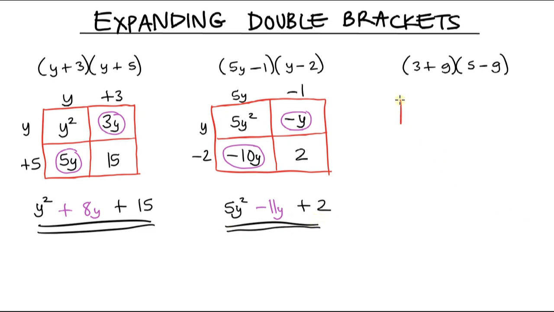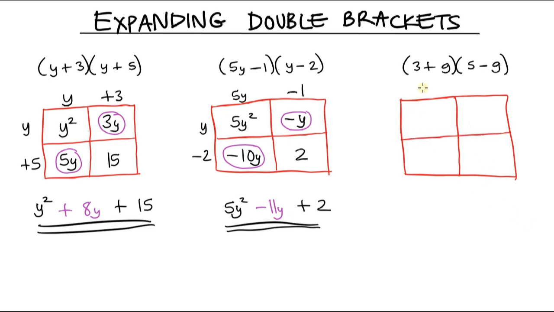Okay, the last example I'm going to go through. So again, let's draw out our grid. It only takes a few seconds. So along the top, we've got 3 and then plus g. And I could write plus 3 just to include the signs. And then we've got positive 5, so 5 minus g down the side. So 5 times 3, that will give us 15.